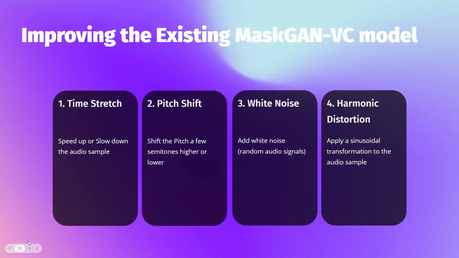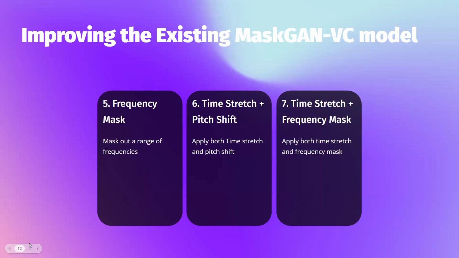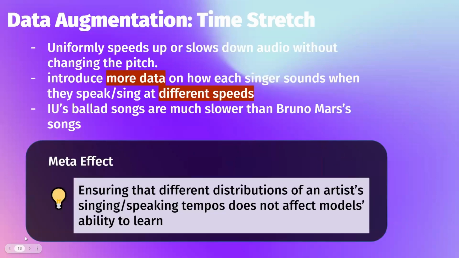Next slide. So we'll be going over time stretch, pitch shift, white noise, harmonic distortion, frequency mask, time stretch plus pitch shift, and time stretch plus frequency mask. So time stretch stretches the time of the audio. It speeds up or slows down the audio without changing the pitch.